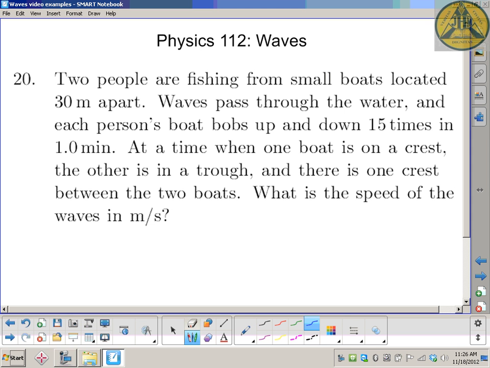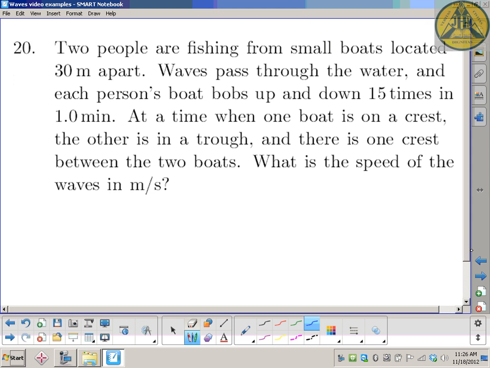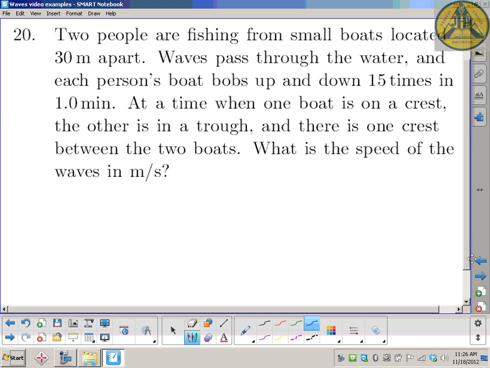So this is a waves question for grade 11 physics taken from our problem book. It's number 20. We'll read it through here and I'll show you how to get it done. Two people are fishing from small boats located 30 meters apart.